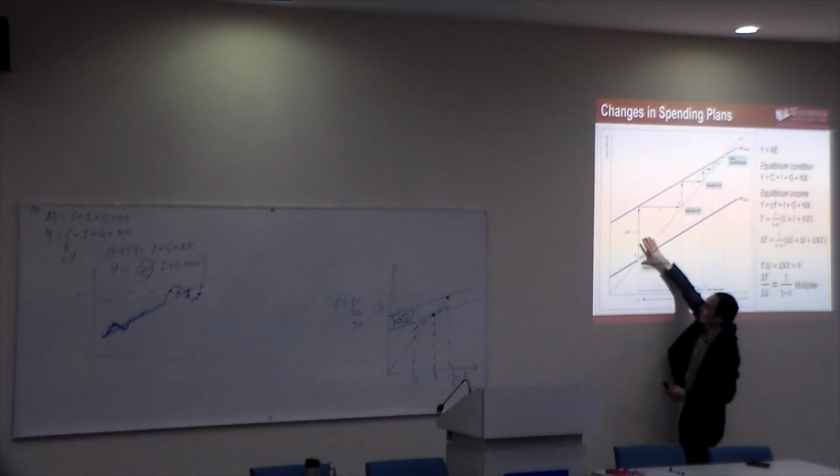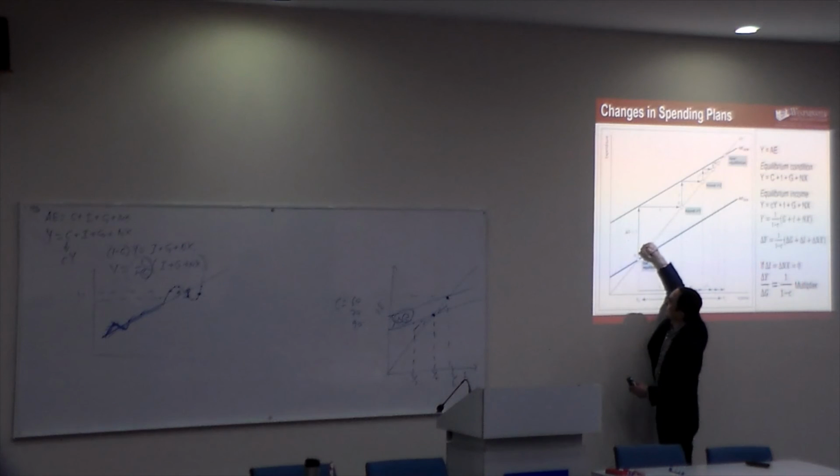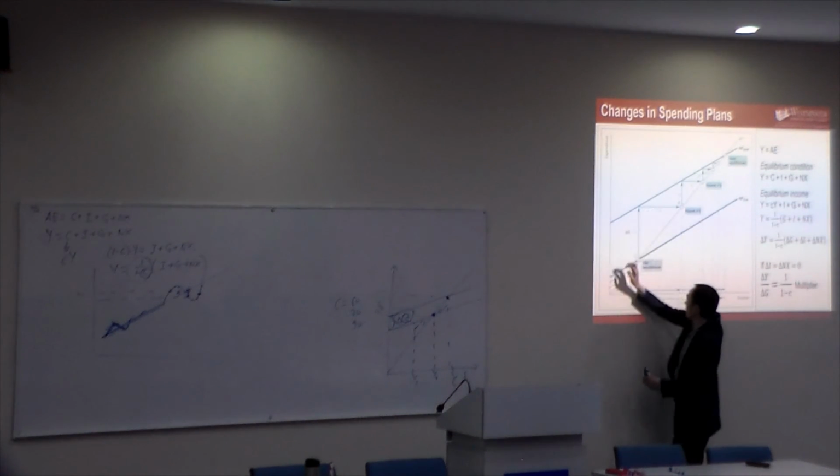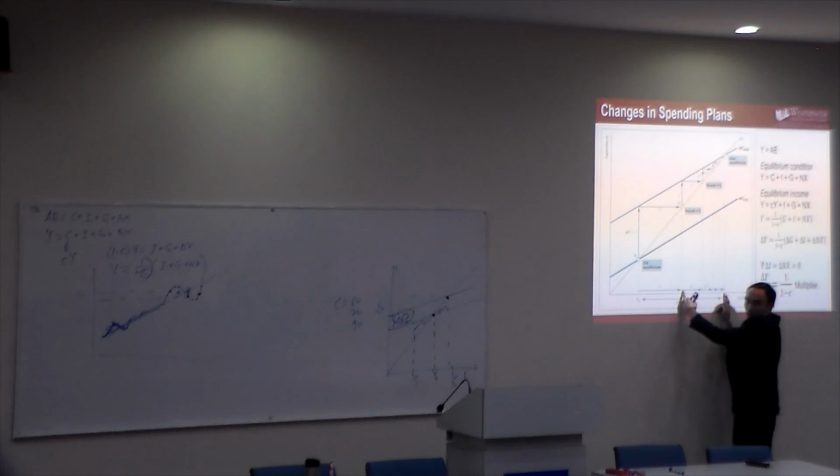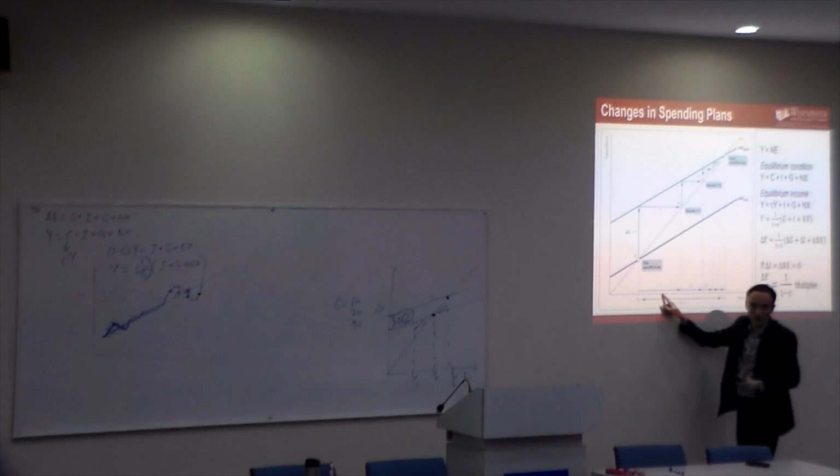So now you can see the government increased the government spending by this much, but the multiplier effect is much greater. Okay? Much greater. Government relies on this one.